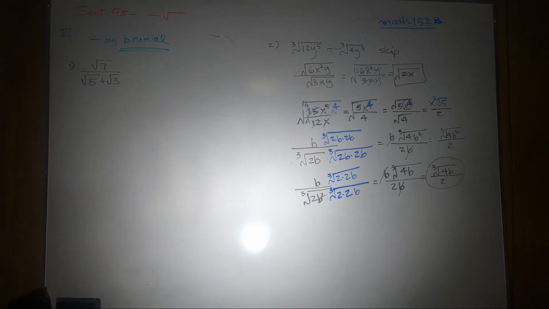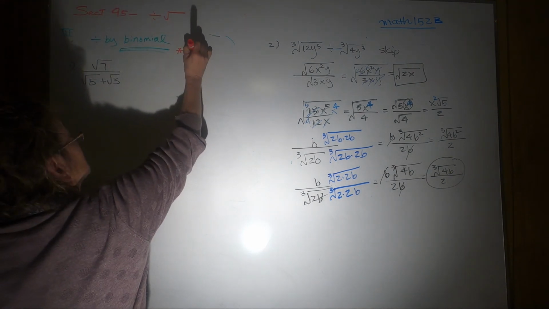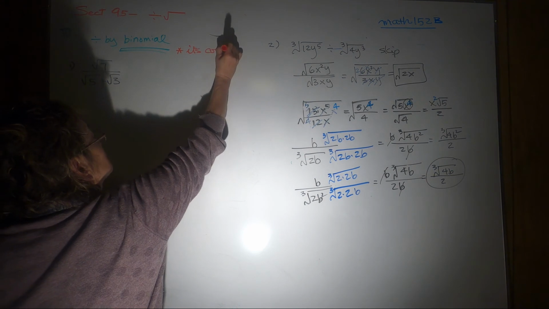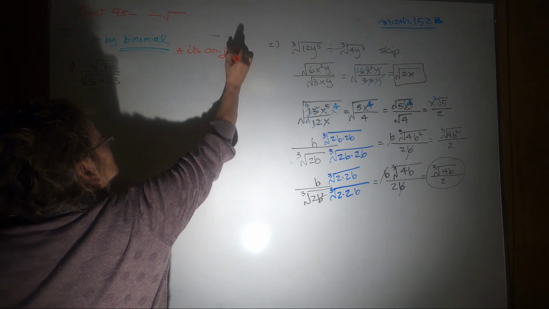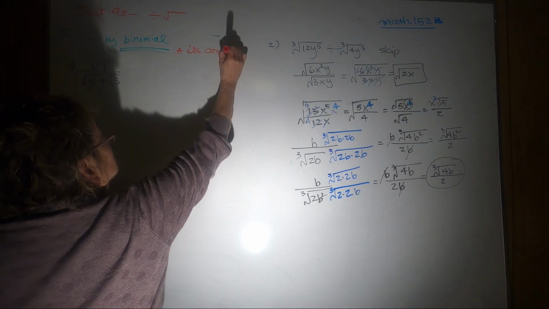You cannot multiply by square root of 5. You will not eliminate your radicals. You cannot multiply by square root of 3 only, right? So, how can you eliminate the radicals in your denominator? You need to multiply by its conjugate. Conjugate. How do you spell that? Okay, conjugate.